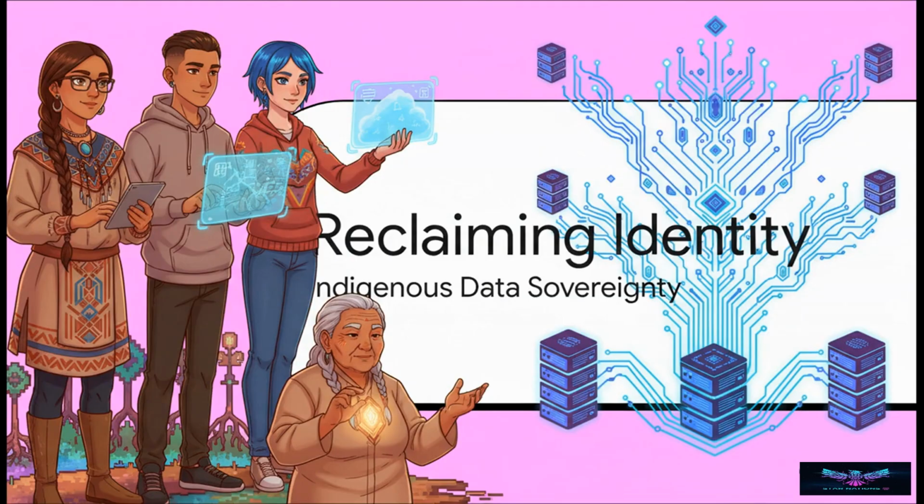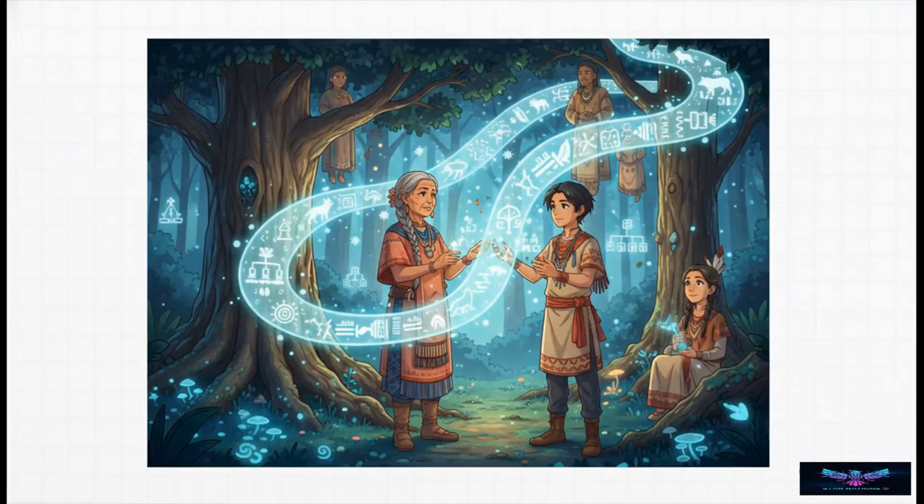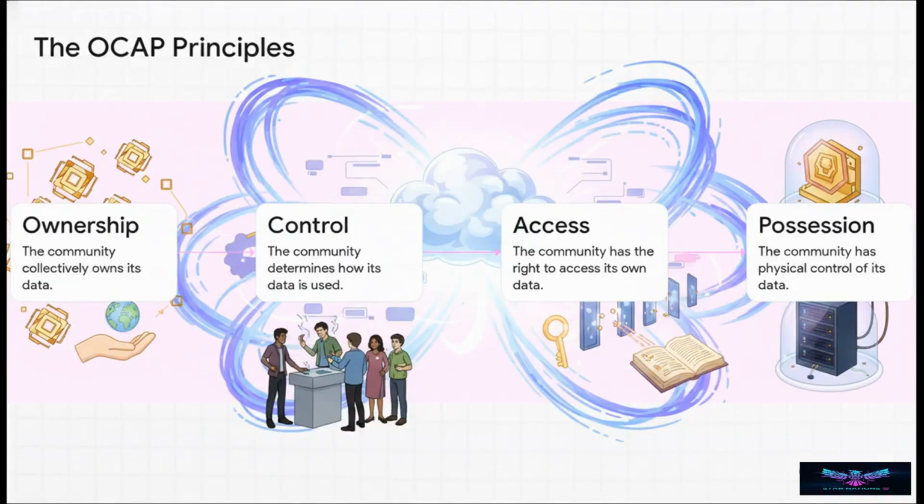And that resistance is being led by a movement called Indigenous Data Sovereignty, which is all about reclaiming digital identity and, well, power. Now, to really understand this movement, you have to understand what data even means. For indigenous communities, data isn't just a bunch of ones and zeros. It represents their stories, their traditional knowledge, their connection to their ancestors, and to the land. It's a living, breathing part of their identity. So how do you protect it?